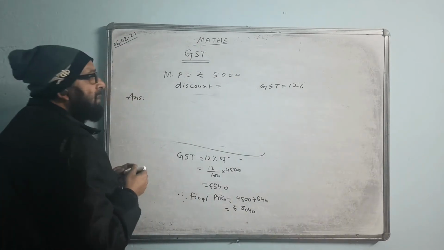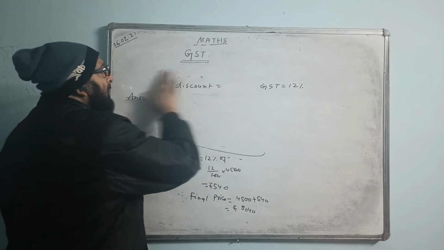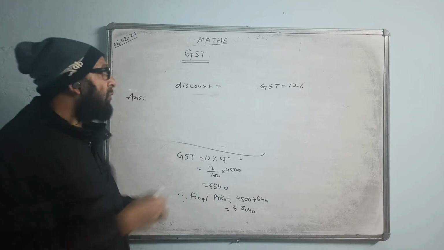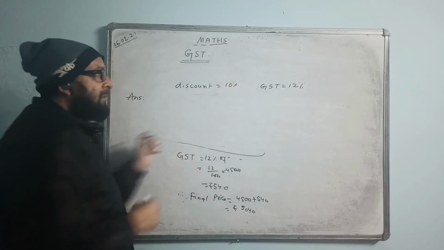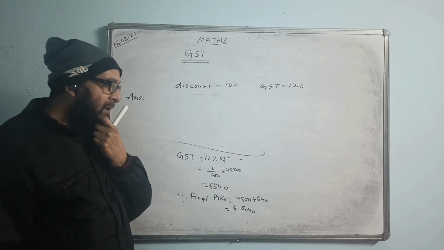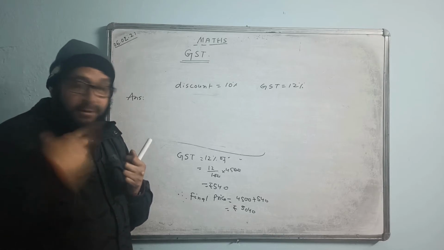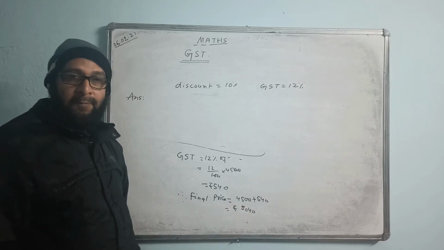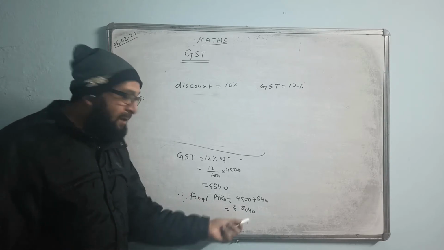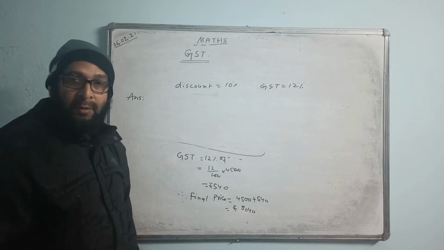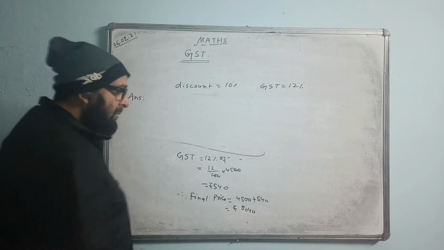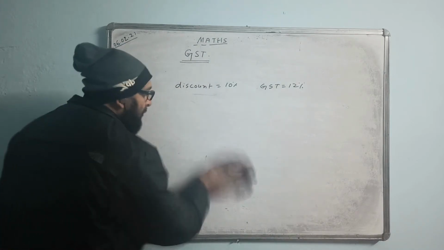Now suppose the question says, just check the question. A person buys a camera at a discount of 10%, and pays GST at the rate of 12% on it. The final price the person pays is 5040. What is the mark price of the camera? Mark price of the camera is not given, but they have given the final price including GST and discount. He is paying this much rupees altogether. So how to do this one?